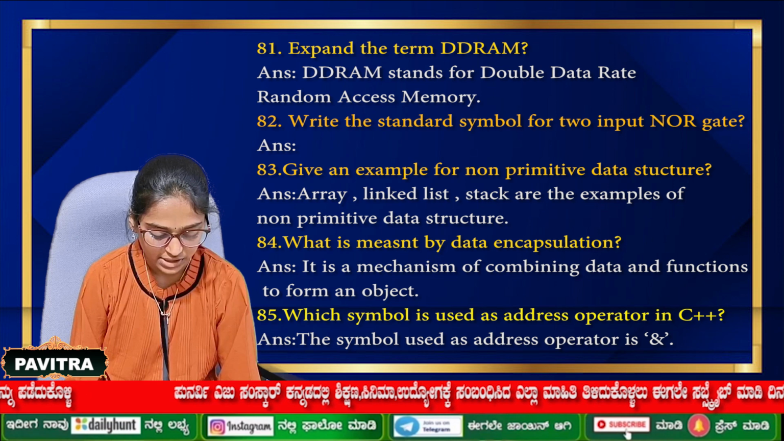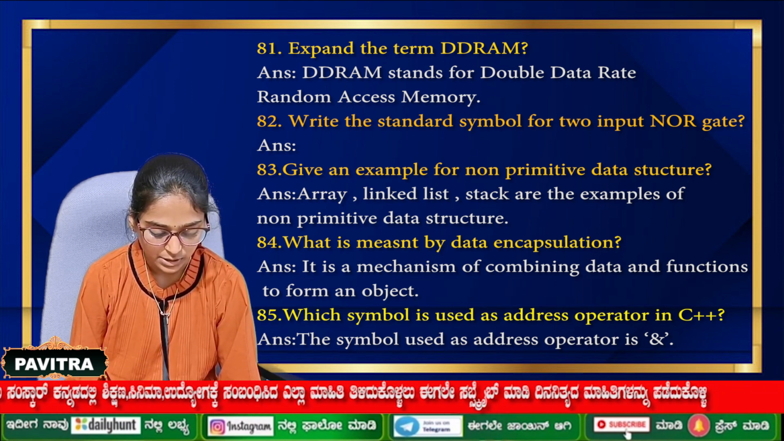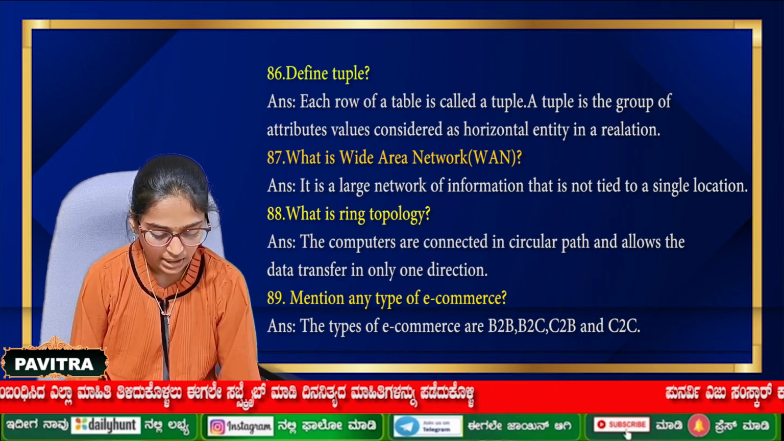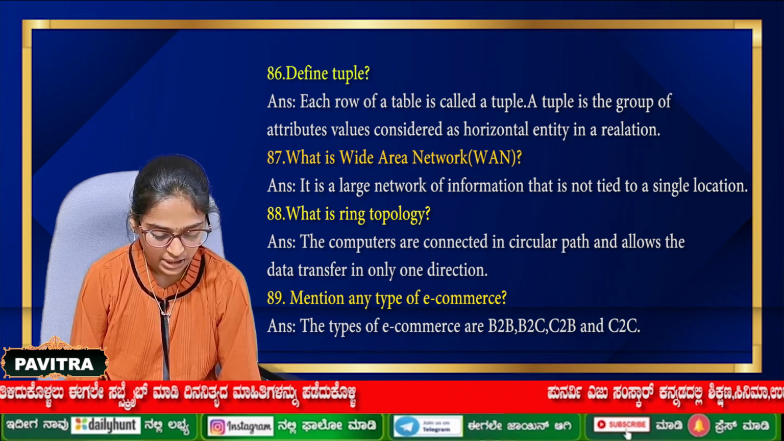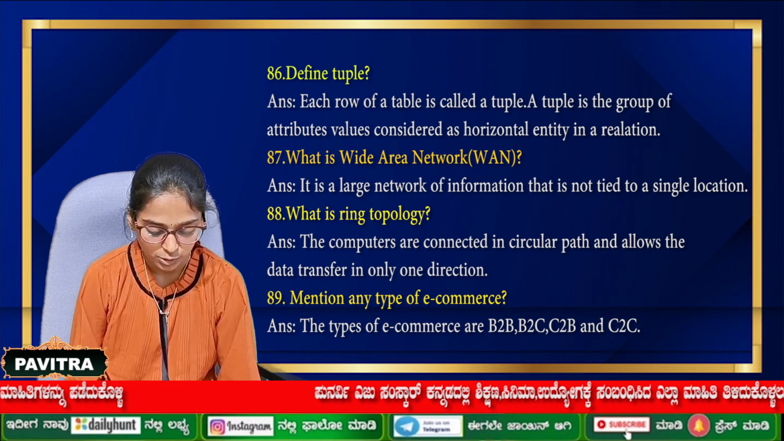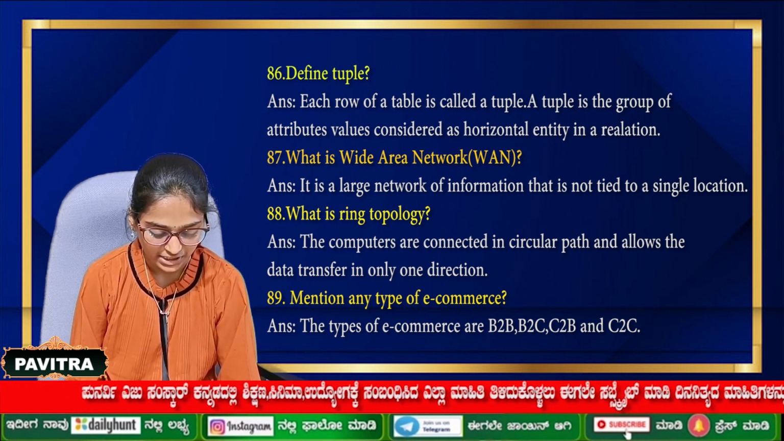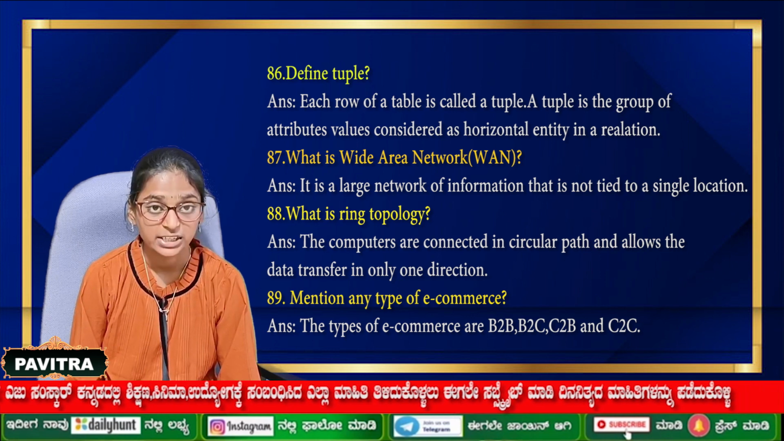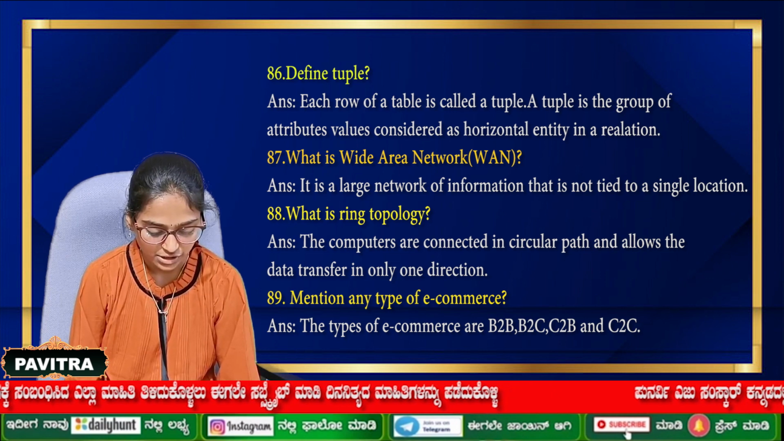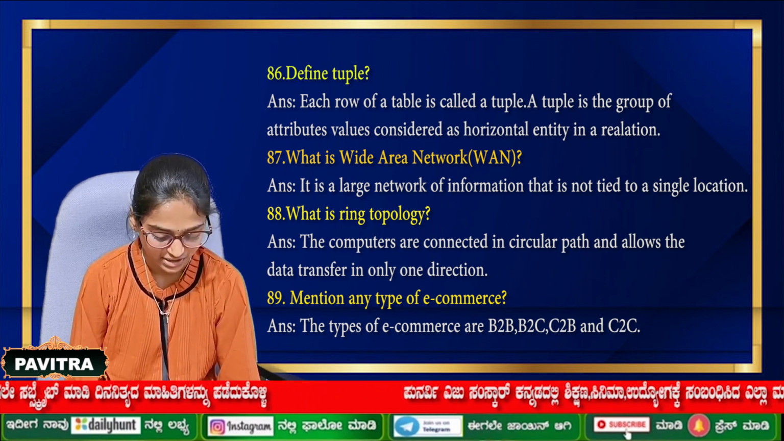85. Write which symbol is used as address operator in C++. The symbol used as address operator is AND. 86. Define tuple. Each row of a table is called a tuple. A tuple is the group of attributes values considered as horizontal entity in a relation. 87. What is World Area Network? It is a large network of information that is not tied to a single location.